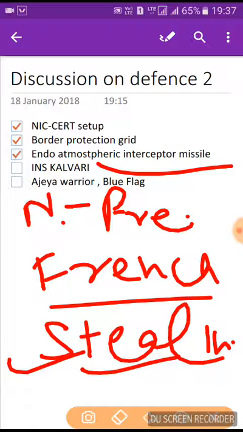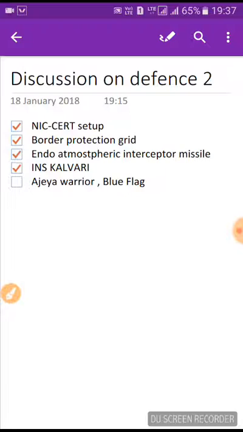And the last thing, which is very important for SSC exams and upcoming examinations, is: what is Ajay Warrior? Ajay Warrior is a military exercise. These two, Ajay Warrior and Blue Flag, are military exercises. Ajay Warrior is the Indo-UK joint military exercise held at Mahajan Field Firing Range, Rajasthan.